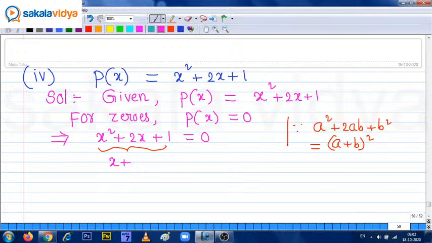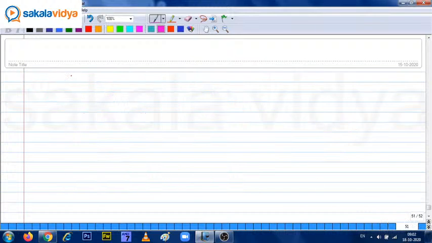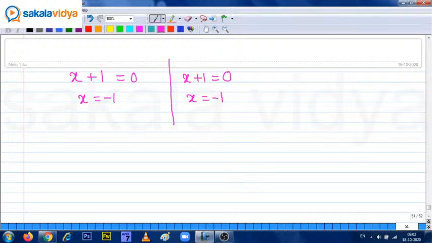Now x plus 1 whole square equals 0. This we can write as x plus 1 times x plus 1 equals 0. Now x plus 1 equals 0, x plus 1 equals 0, so x equals minus 1, x equals minus 1. Very interesting, the zeros are coincident: minus 1, minus 1. That means it has only one zero, but they are coincident.